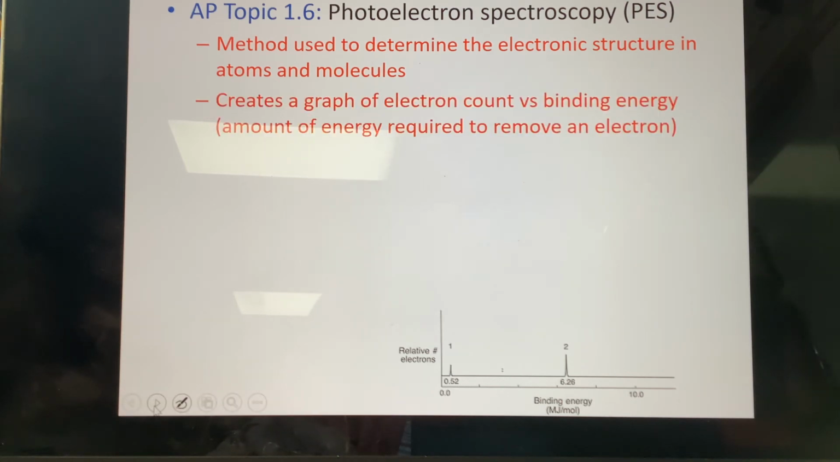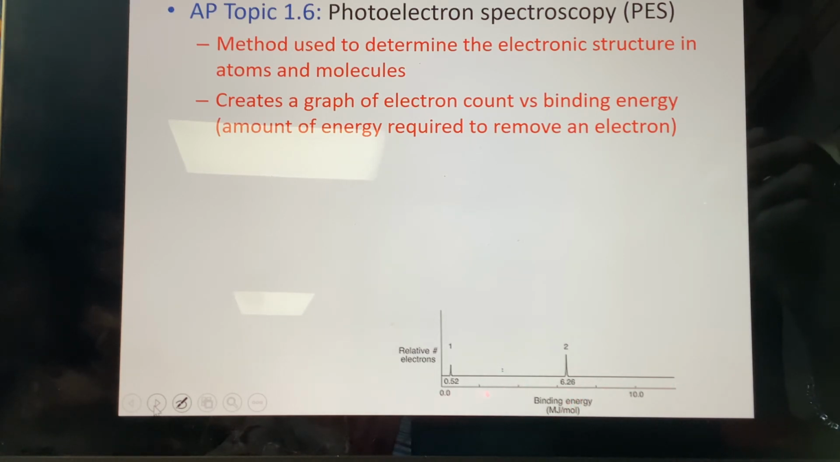So it creates a graph that shows the count of electrons, as well as what it says down here, its binding energy. We'll talk more about that later on. You really don't need to worry about that. But what that does show is along the x-axis, the binding energy is increasing. Sometimes they can flip-flop that, so just be careful, but usually it's increasing, meaning it's getting harder and harder to remove.